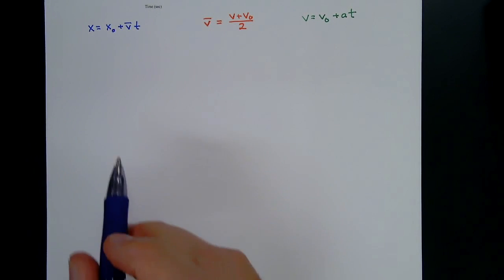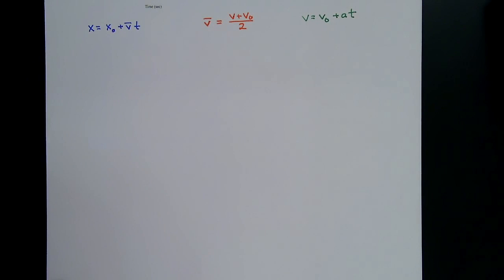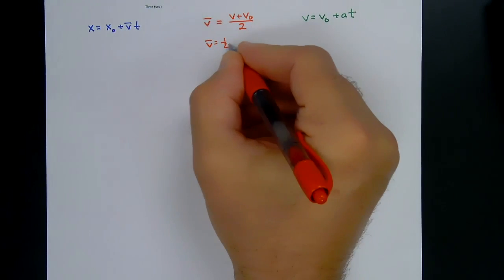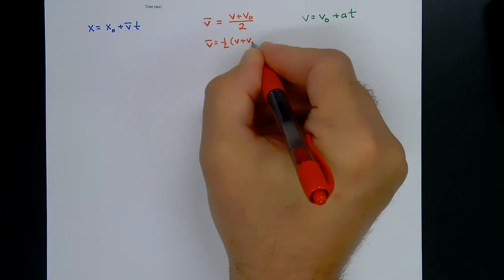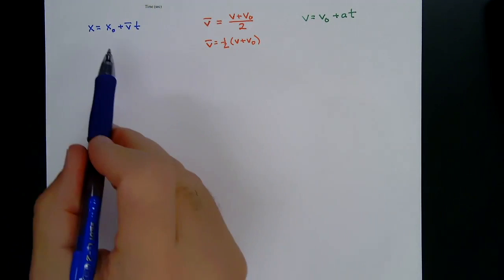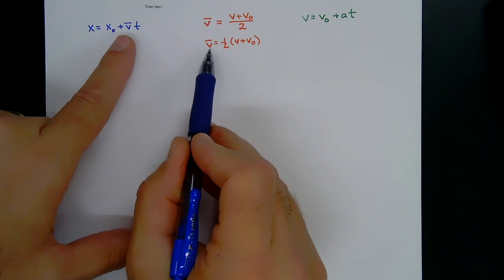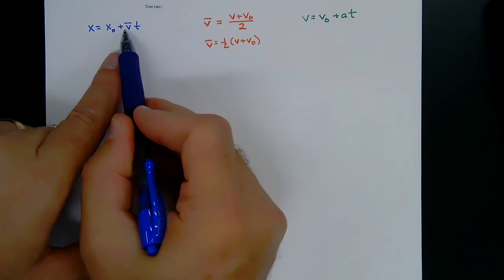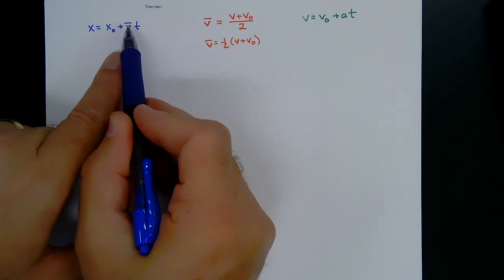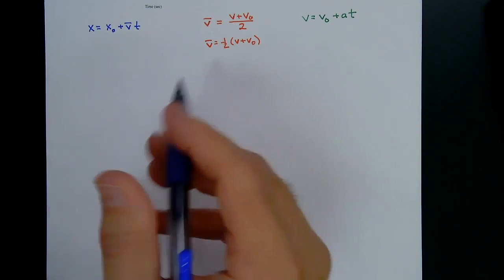All right, so what this means is this V bar, and you know what, I'm going to write this differently. I'm going to write it with the 1/2. So I'm going to change this so that V bar becomes 1/2 times V plus V sub o. So how is that helpful? This is helpful because this V bar and this V bar are both average velocities. So this average velocity right here can be replaced with the 1/2 times V plus V sub o, because they're both average velocities.